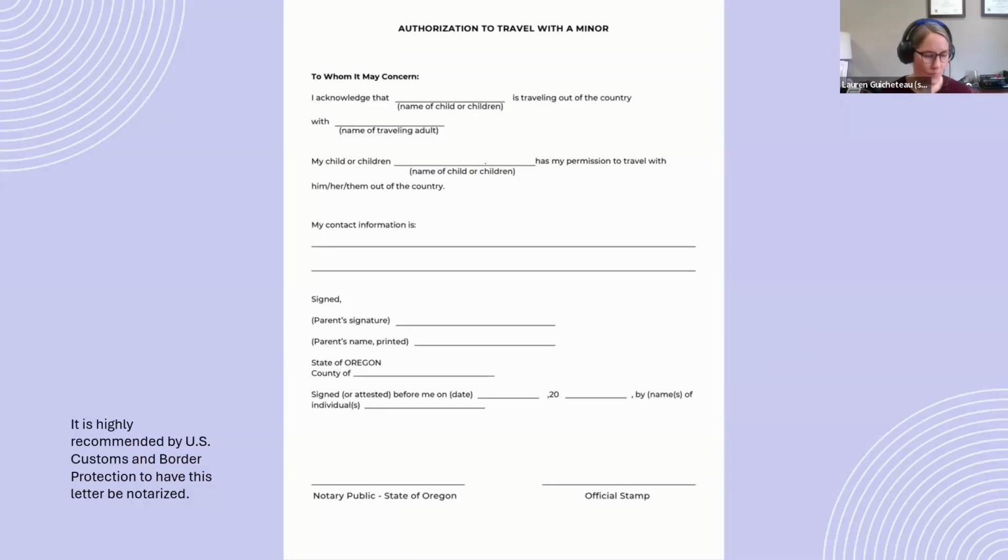So this form, which is also in the packet, is for authorization to travel with a minor. Again, you don't have to use this exact form, but it's something that we've created that you can use. The main difference between this form and the other forms we've gone over is that this one should be notarized. It's highly recommended by US Customs and Border Protection to have this letter notarized. And if you're traveling with a child that's not yours, make sure to get one of these letters from each parent.